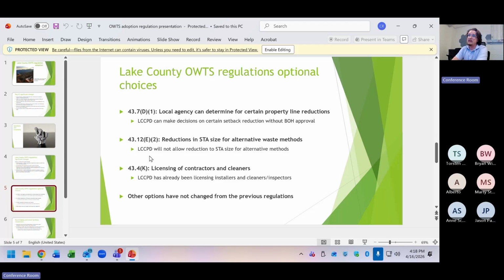43.12E2 allows the local public health agencies to make a determination on whether we can reduce the size of a soil treatment area based on alternative waste methods. This is composting toilets, incinerating toilets, chemical toilets. We've chosen not to allow for reduction on that. That's the standard that it has been in the past. Mostly just because the use of composting toilets, incinerating toilets isn't very common, and really you're still having a normal amount of waste flow going through a system if it was for a residential property.